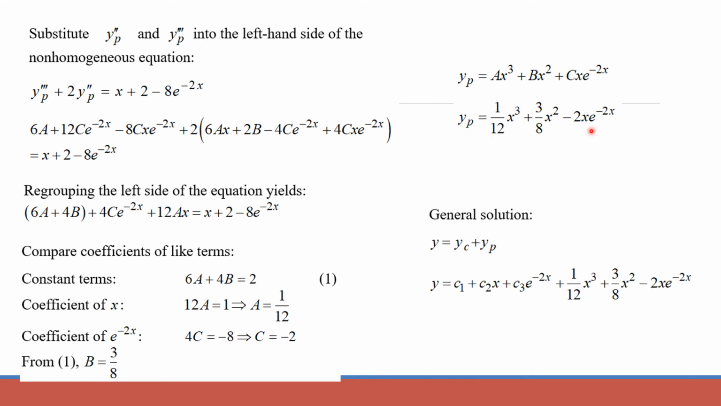Lastly, we write down the general solution. y equals yc plus yp, y equals c1 plus c2x plus c3 e to the minus 2x. So this is the form of the yc plus the particular solution, 1 over 12x cubed plus 3 over 8x squared minus 2x e to the minus 2x.